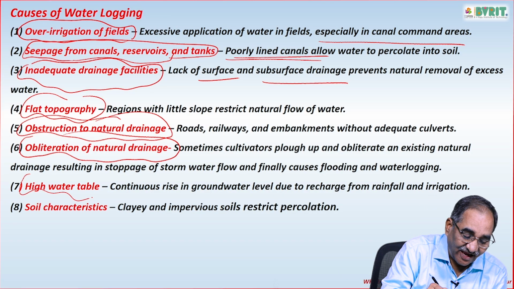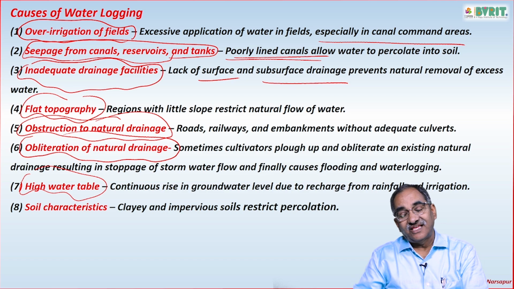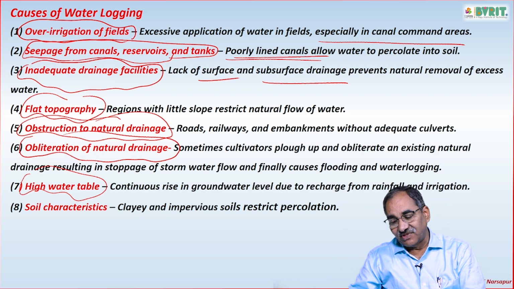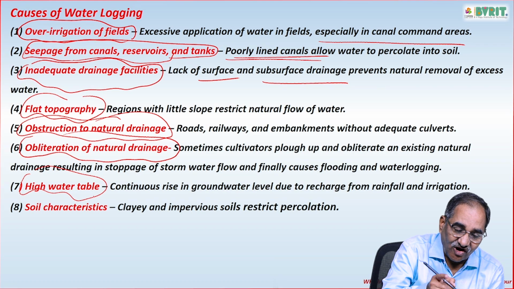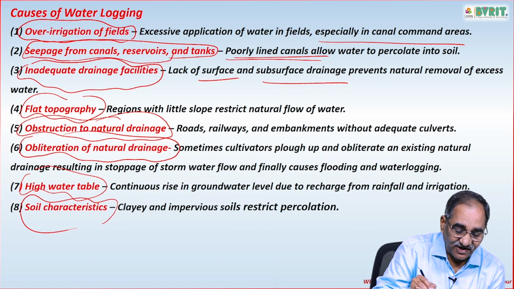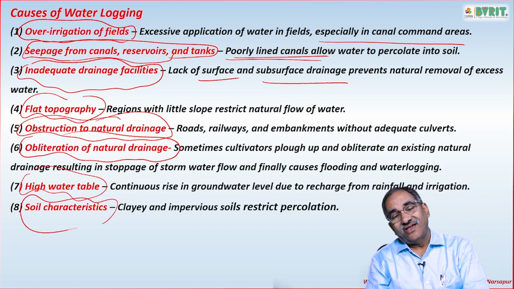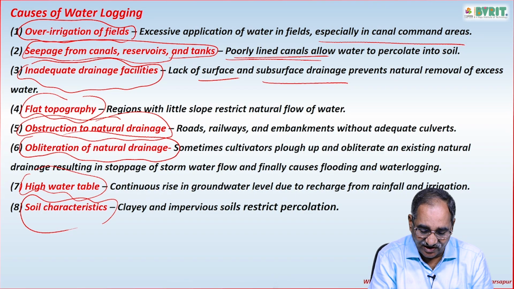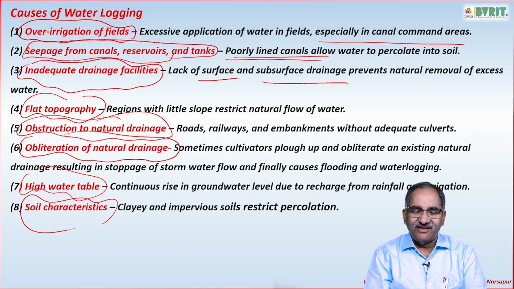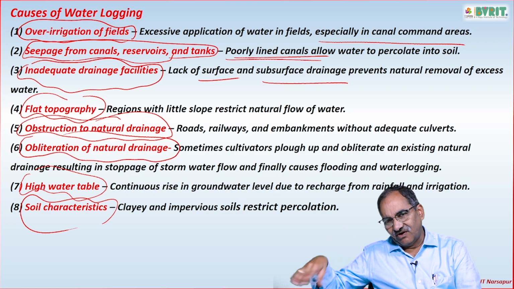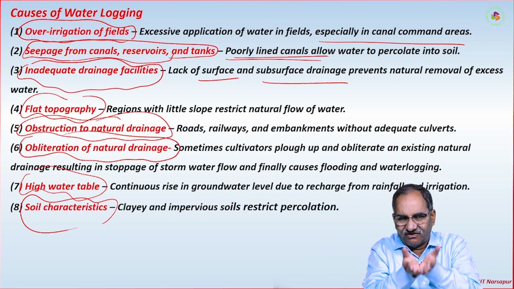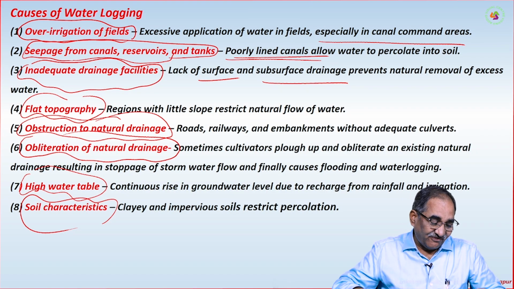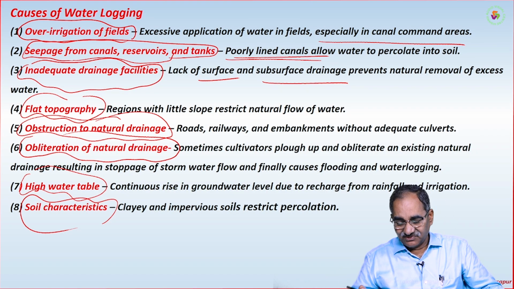Now next thing is high water table. A continuous rise in the water table, basically due to recharge from the rainfall. That also causes waterlogging. And last one is soil characteristics. If the soil is a clay soil, for example, naturally drainage will not be there. It only absorbs whatever water comes. So such types of soils also naturally become waterlogged.